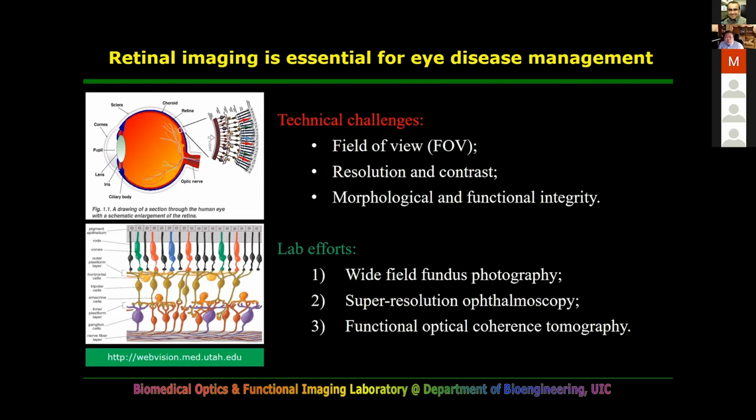Currently, there are some technical limitations, like the image field of view, resolution, contrast, and the functional information correlated with the morphological structure of the retina, because again, this is a very complicated neural network. So our lab is working on a few projects trying to contribute to overcoming some of these technical limitations for better eye disease detection and treatment assessment.